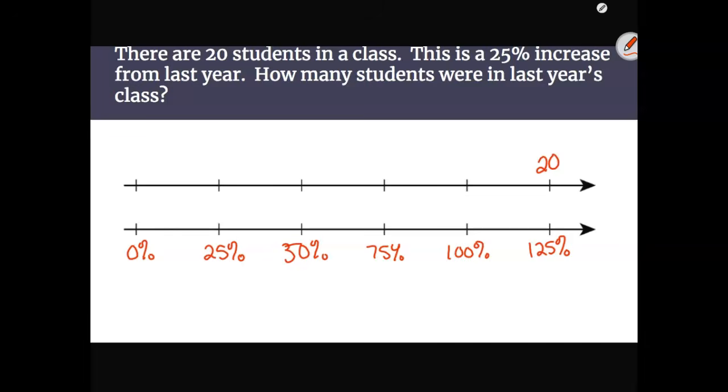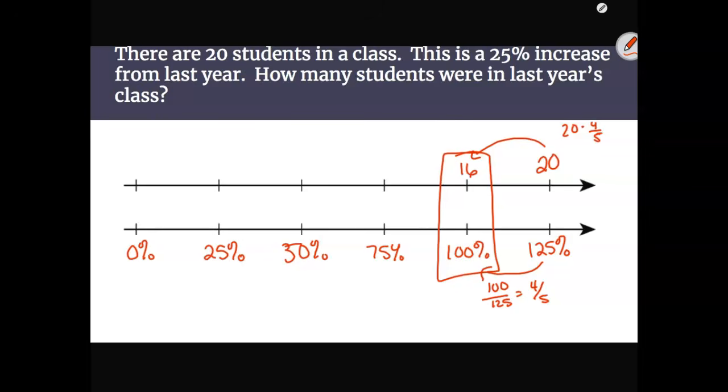So if I'm trying to figure out this problem, I can do it in a couple ways. I can figure out straight the scale factor from 125% to 100%. So that would be in one step. You could do 100 divided by 125. And notice that's 4/5 of the students. So we can do the same thing here, 20 times 4/5. And that's going to give us 16 students. So there were 16 students in last year's class.